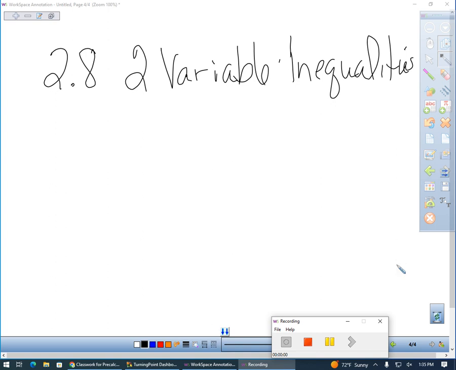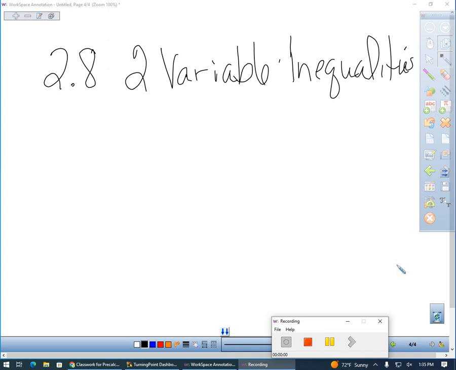2.8, it says two variable inequalities. Two variable inequalities means that we have in our equations an x and a y. And if we are graphing something that is an inequality with an x and a y in it, that means it's going on the coordinate plane. Okay? So even though it says inequality, it's going on the coordinate plane.